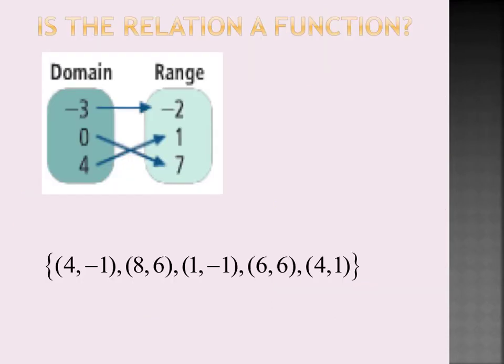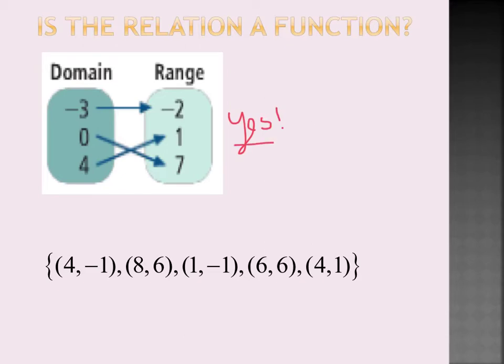So let's look at some of these relations and see if they are functions. So for this first one, this mapping diagram, I have -3 going to -2, 0 going to 7, and 4 going to 1. Notice how the arrows here, I only have one arrow coming out of each x value in the domain. So every x is going to only one y. So yes, this is going to be a function.